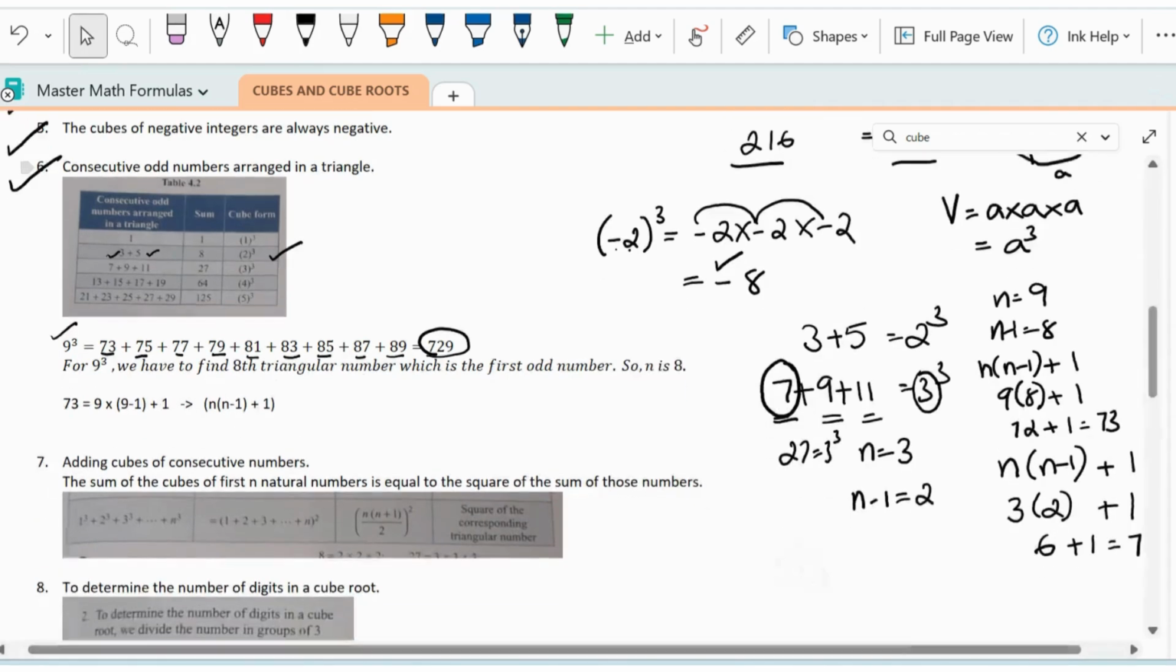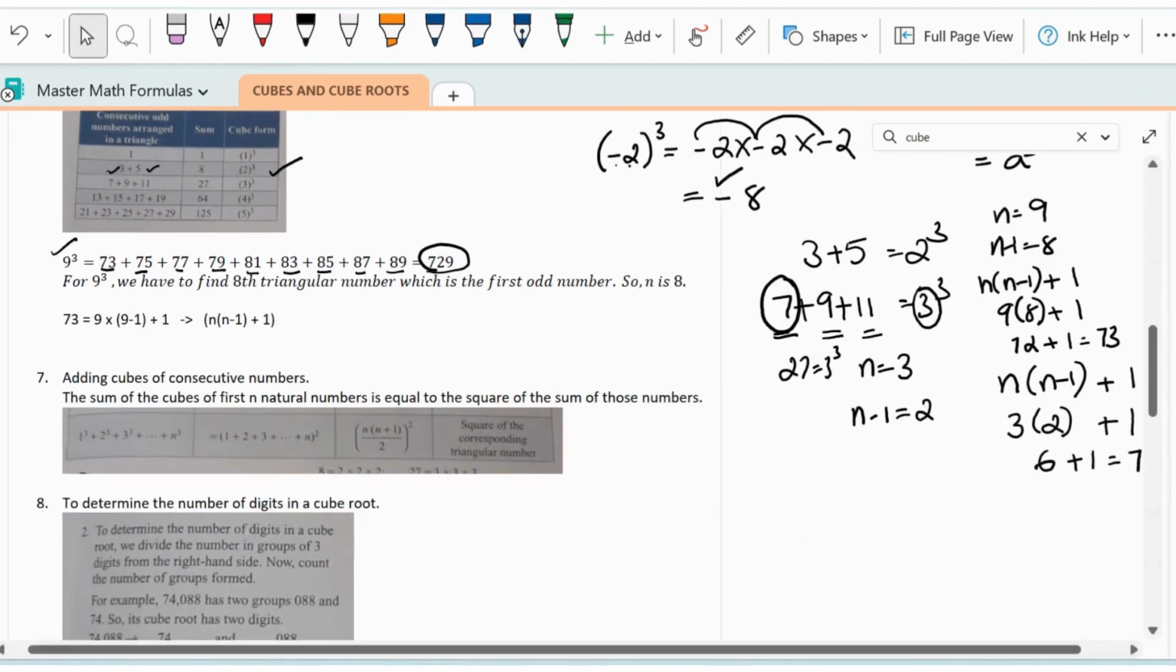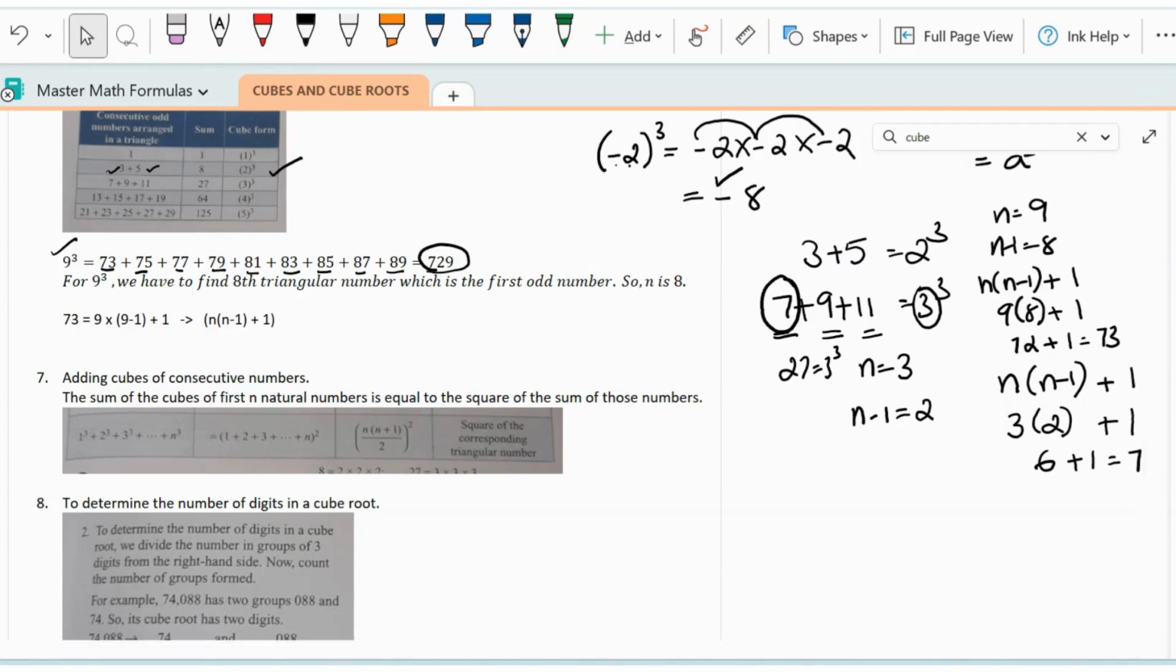Next one. Adding cubes of consecutive numbers. Here I would just ask you to memorize the formula for sum of first n cubes. 1 cube, 2 cube, 3 cube and so on up to n cube is given by the formula n into n plus 1 by 2 the whole square. So it is equal to the square of the sum of those numbers.